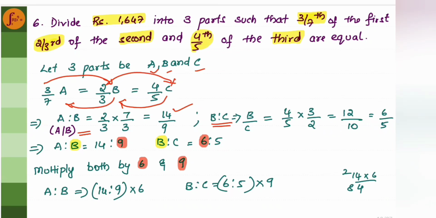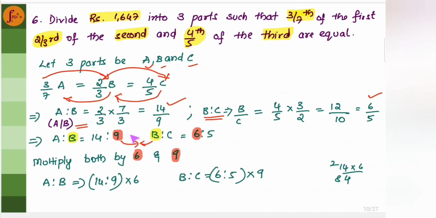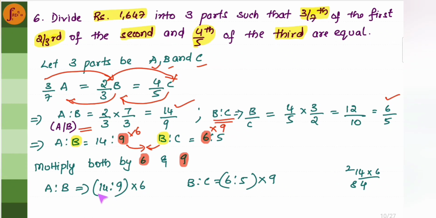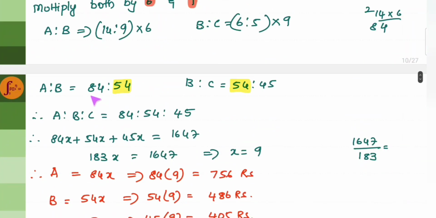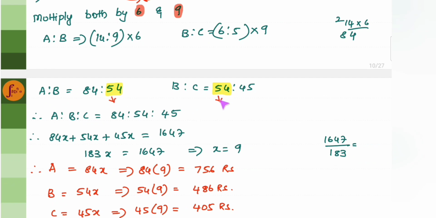So we have two ratios here: A is to B and B is to C. Now, we have to always ensure that this B is going to be the same. Right? We can cross multiply. Basically, we can multiply this with 6 and multiply this with 9. When you do that, you're going to get the same number for B. So 14 is to 9 into 6 and 6 is to 5 into 9. So you're going to get 84 is to 54 and 54 is to 45. So you're going to get this B as the same number.